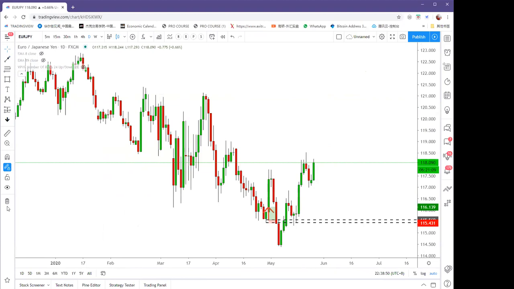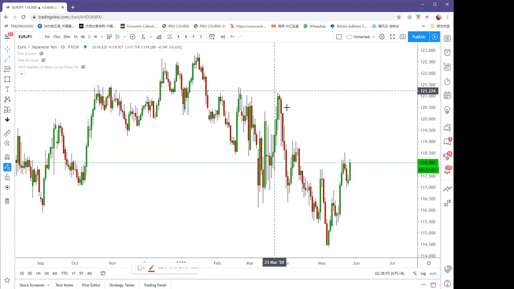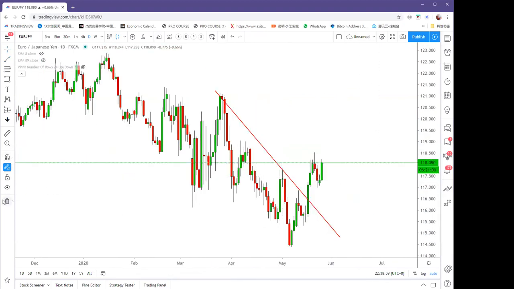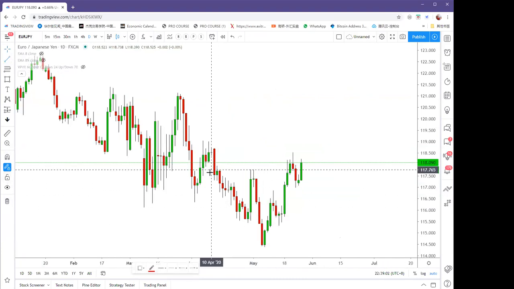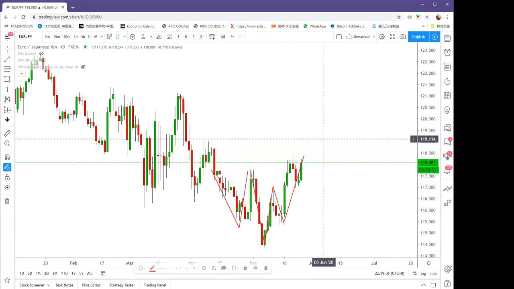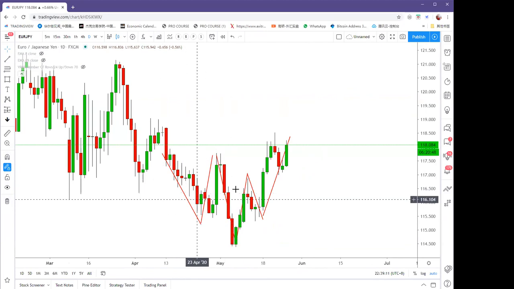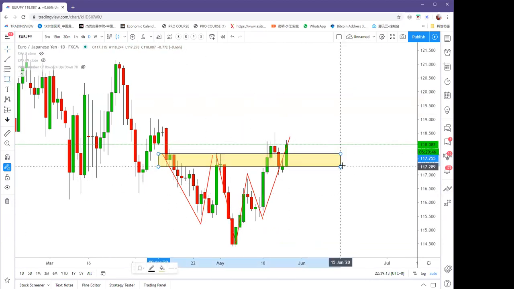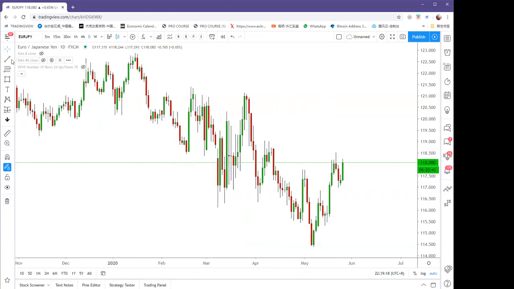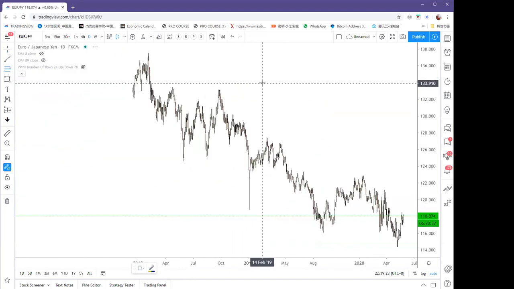Euro Yen up is a bullish trend. Euro Yen is up, upside. Okay, what is this? This is actually a head and shoulder pattern, right? It's head and shoulder. Neckline was broken. Go for a buy of Euro Yen. I think the Euro Yen will go up at least.